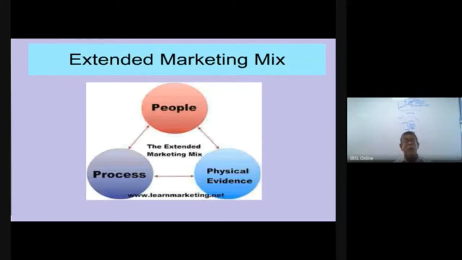Those are controllable. Why do you say controllable? These are offered by the bank or the organization. We can control all these things. I will explain to you how we can control. These are the controllable variables we are using.